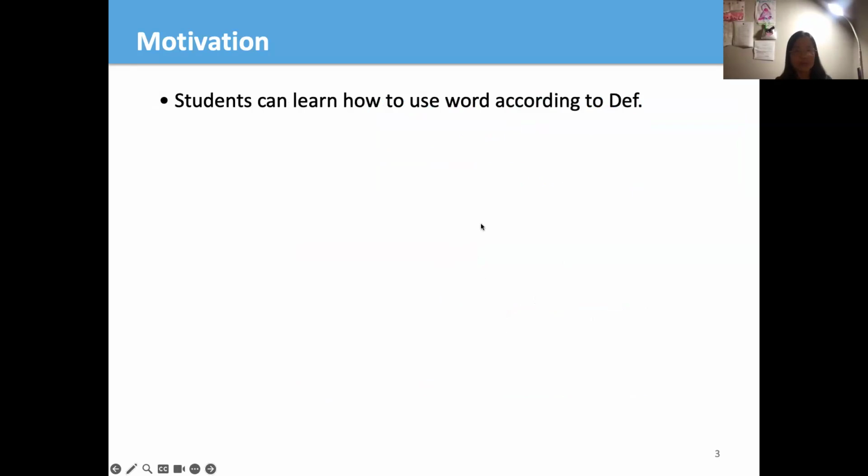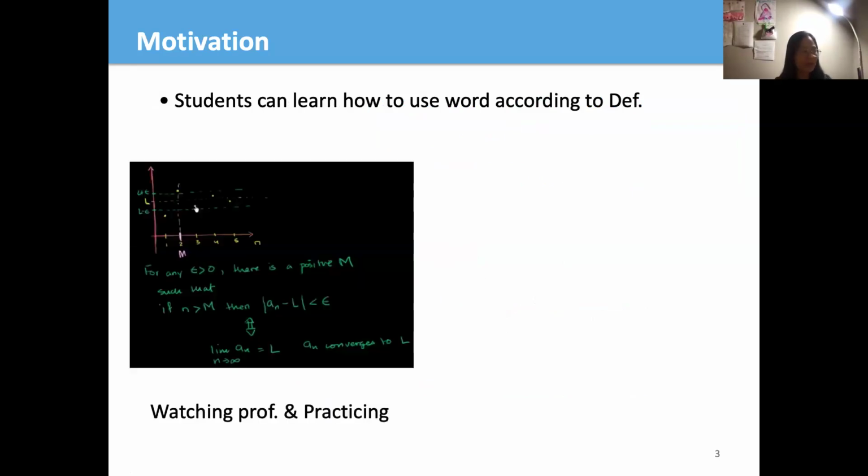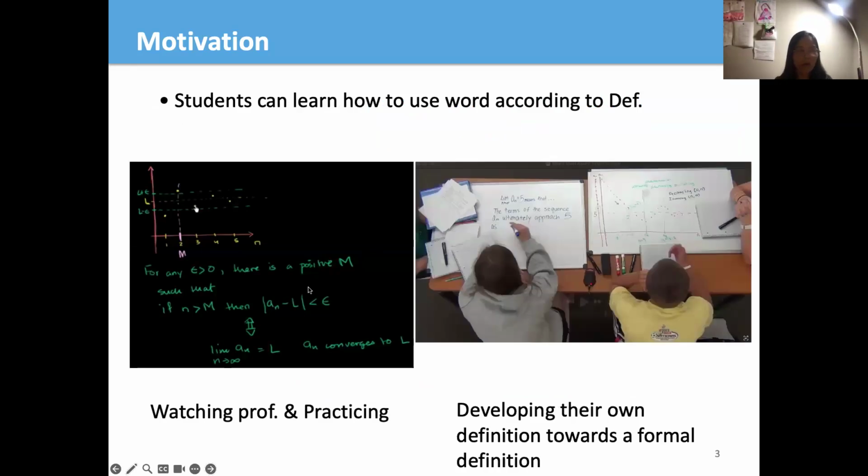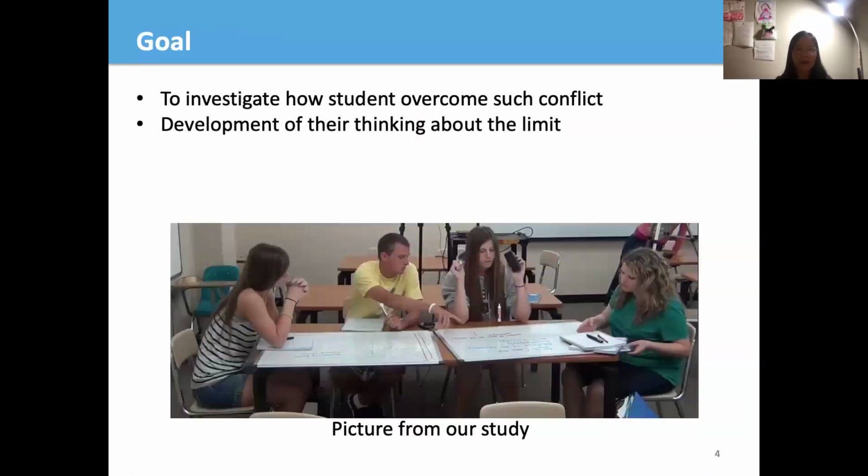Students can learn how to use those words according to the mathematical definition by looking at the professor carefully applying this definition on multiple examples and practicing on their own, or by developing their own definition towards a formal definition, and this is a setting that we are interested in. So the goal of our study is to investigate how students overcome such conflict between their initial discourse and formal discourse in the development of their thinking about the limit.